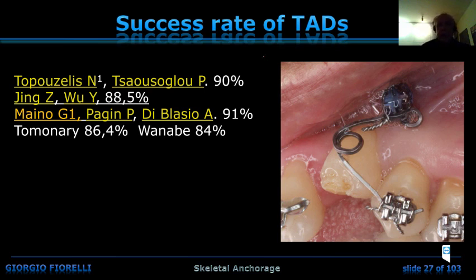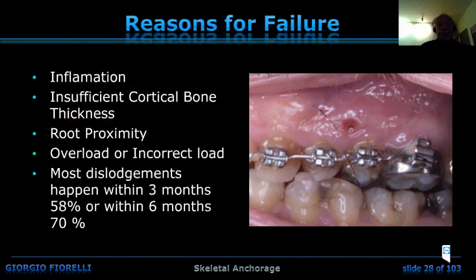Very quickly, success rate of TADs. I mean, we're talking of numbers that go from 90 to 84, 85, maybe 80%. But we have to accept that there are some TADs that will fail. Reasons for it in the upper arch most of the time is that you don't have enough cortical bone and you didn't know it. So I wouldn't say this is your fault. If the thickness of the cortical bone is 0.5 millimeters, 90% is going to fail. If it's 1 millimeter or above, you have good chances to have it for a long time.